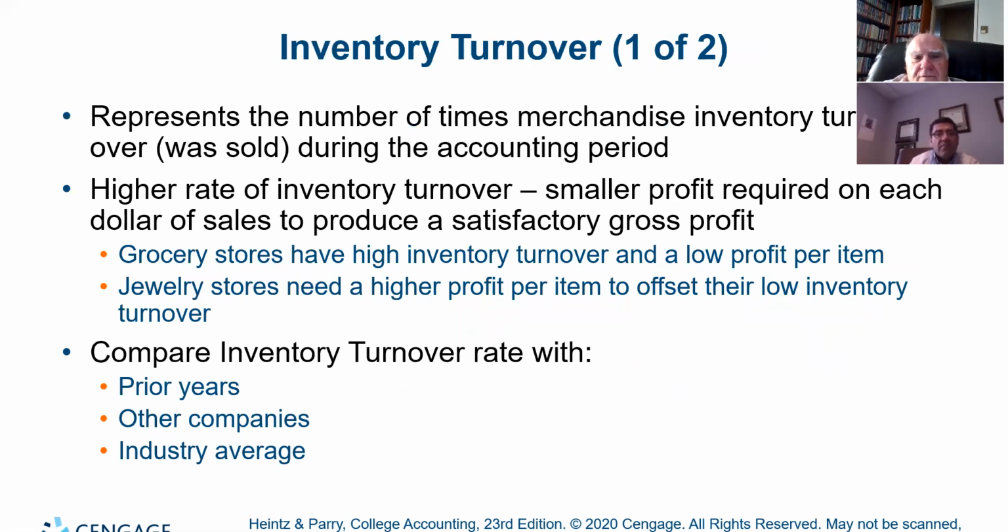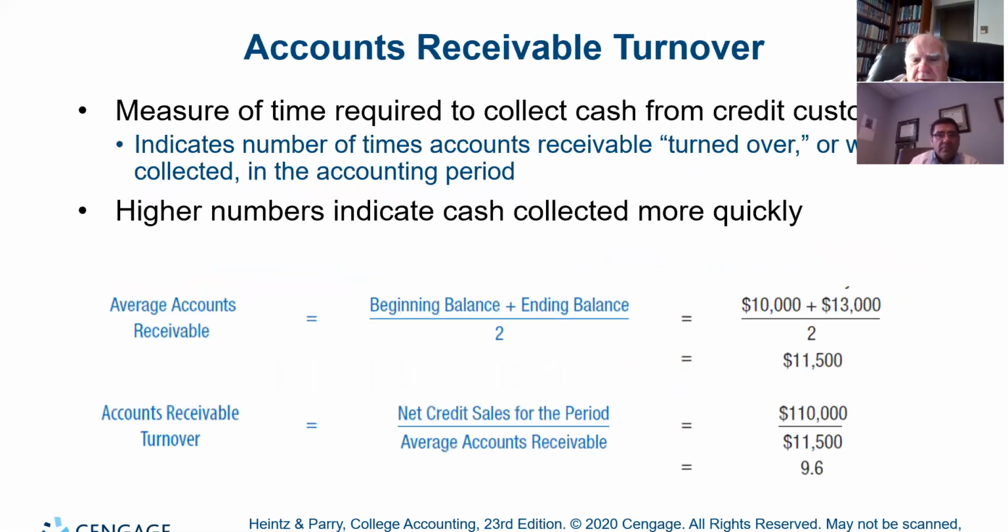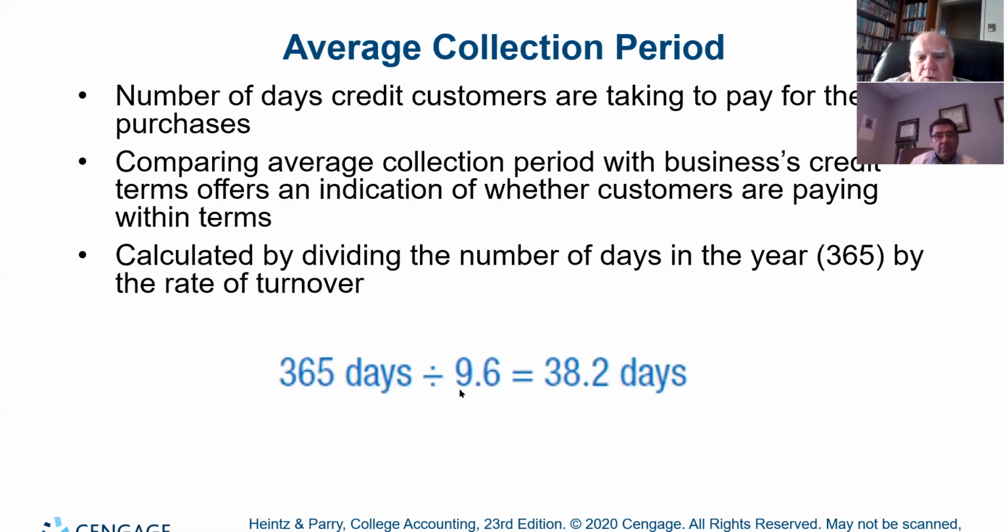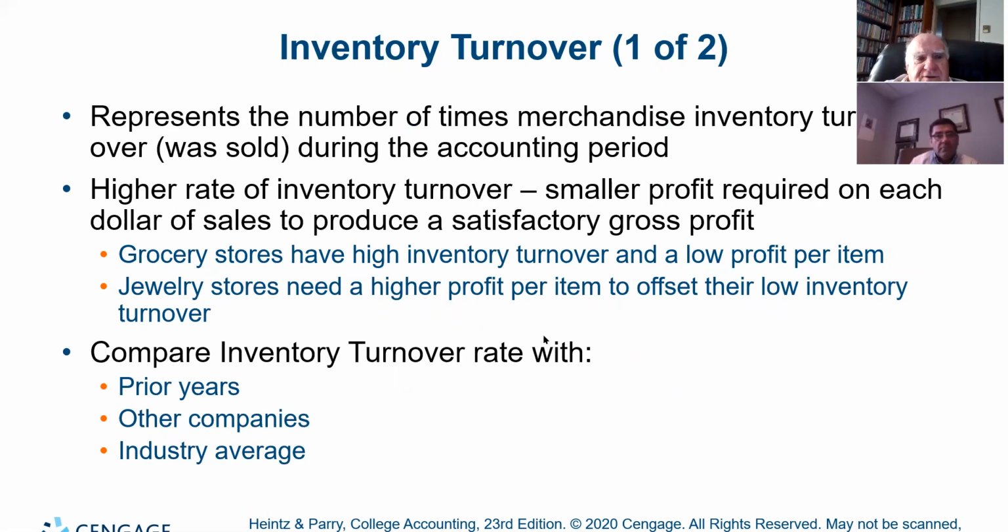Now we're going to do the inventory turnover. This time, I'm going back here deliberately. We're not going to worry about AR. We're going to change accounts receivable to inventory and credit sales to cost of goods sold. It's the exact same calculation.